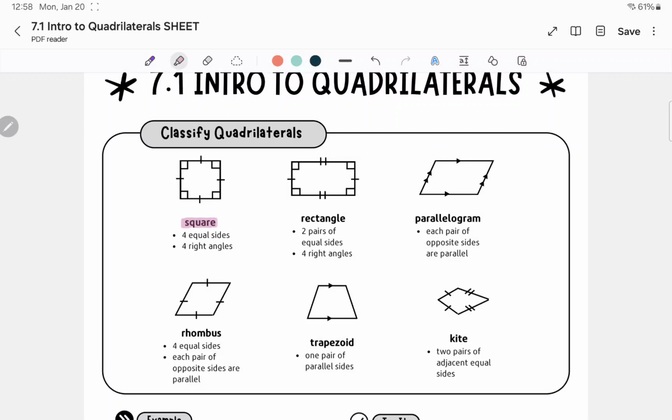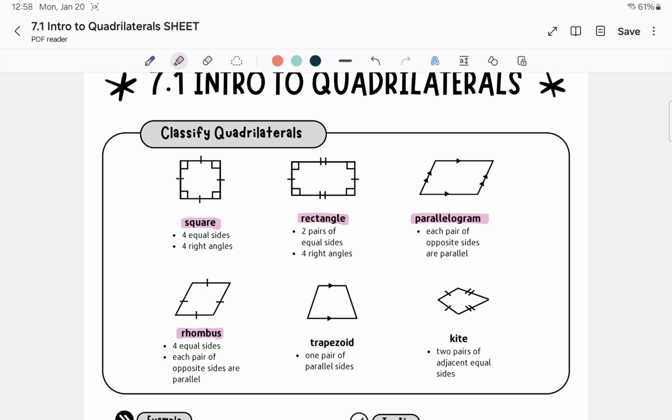So the first one is a square. That is four equal sides, four right angles. Our second kind is a rectangle. It's got two pairs of equal sides that are opposite each other and four right angles. A parallelogram has each pair of opposite sides being parallel to each other. And then a rhombus has four equal sides, and then each pair of opposite sides are parallel.